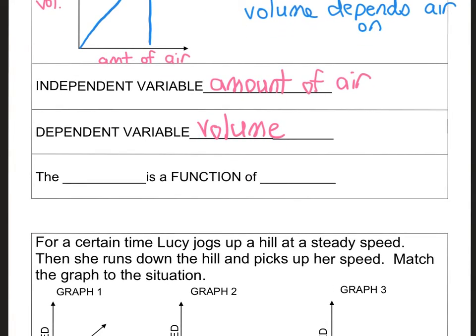Something along that line. So everybody's going to sketch it slightly different, but it should still be the same general concept. So the blank is a function of the blank, and we said the y is a function of x. So the volume is a function of the amount of air. Okay.